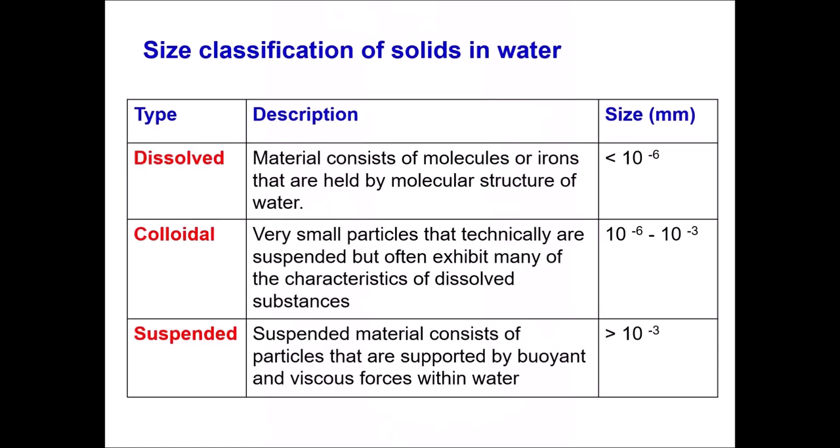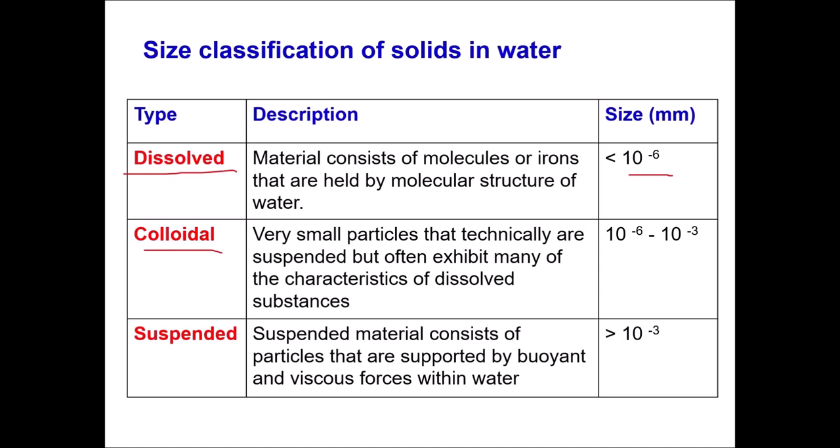Now let us look at this table, which shows the size classification of solids in water. This classification is based on particle size measured in millimeters. Dissolved solids consist of molecules or ions that completely dissolved in water. Their particle size is smaller than 10 to the power of minus 6 millimeters. These particles cannot be seen and cannot be removed by filtration.